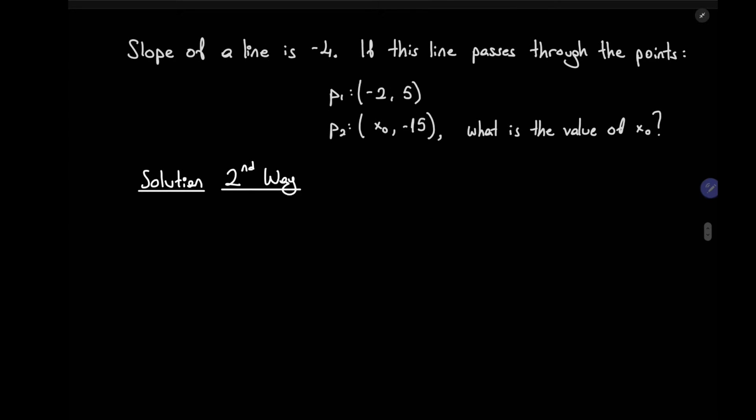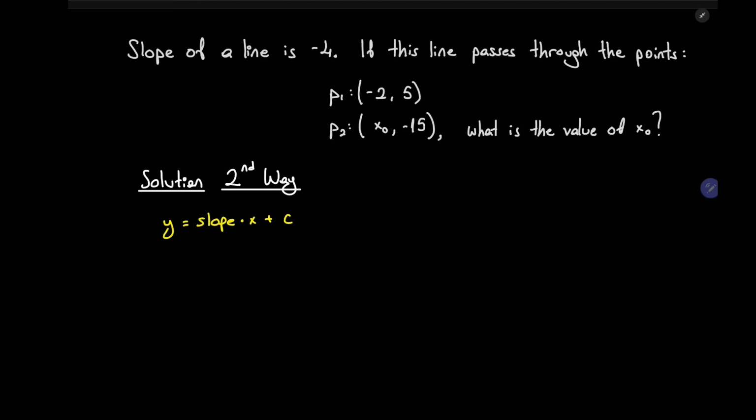Well, I can use a second way to solve this question. Now let's solve it in that way. This time I'm going to find the equation of the line, and then from this equation of the line I'm going to find the x value of our second point. Line equation is something like y equals to slope times x plus a constant value, let's say c.